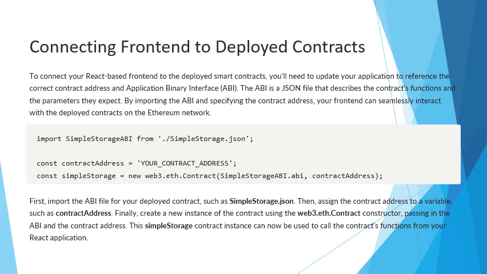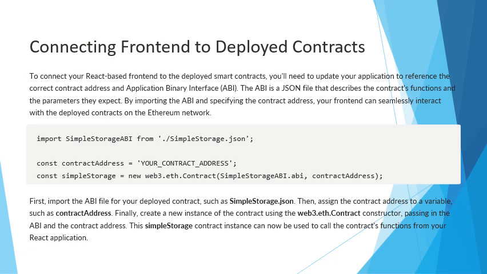Now, to connect a React-based frontend to the deployed smart contracts, you will need to update your application to reference the correct contract address and application binary interface. The ABI is a JSON file that describes the contract's functions and the parameters they expect. By importing the ABI and specifying the contract address, our frontend can seamlessly interact with the deployed contract on the Ethereum network. Here, we first import the ABI file for our deployed contract, such as in this case simple storage.json.